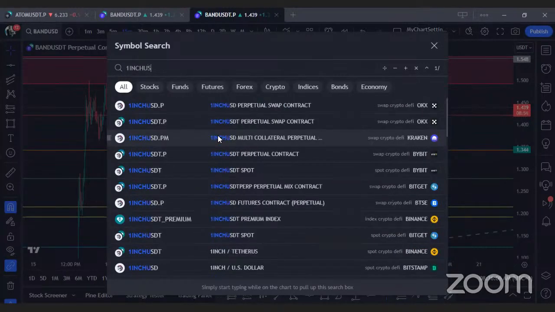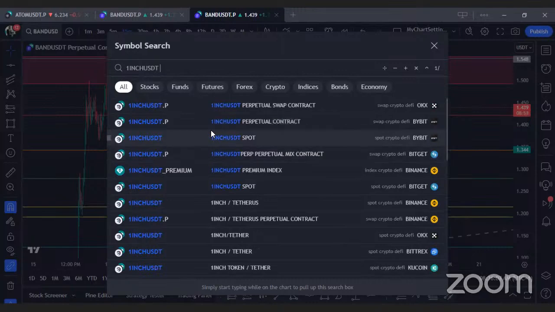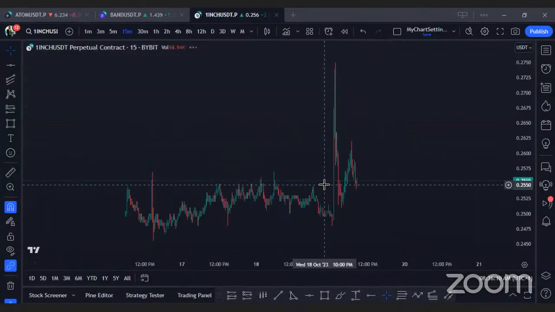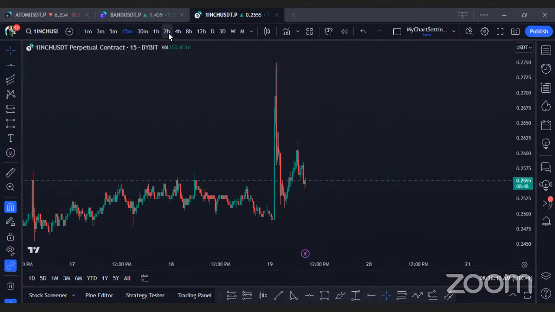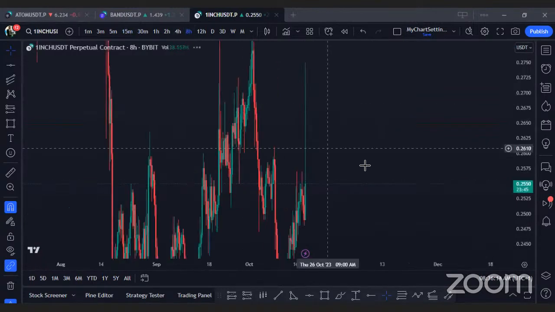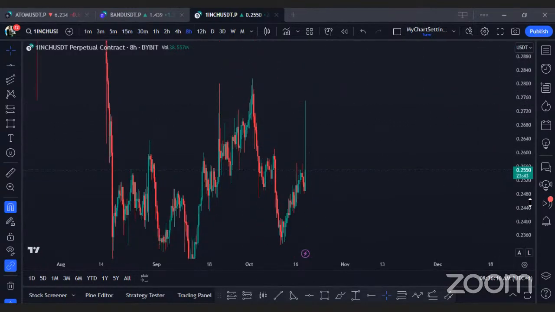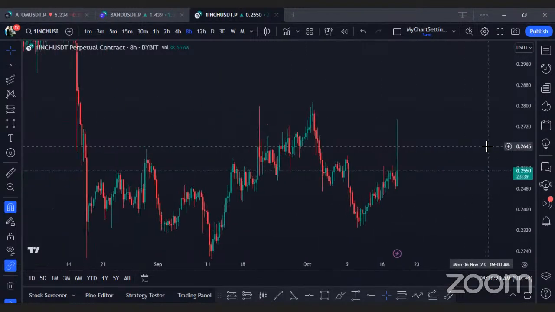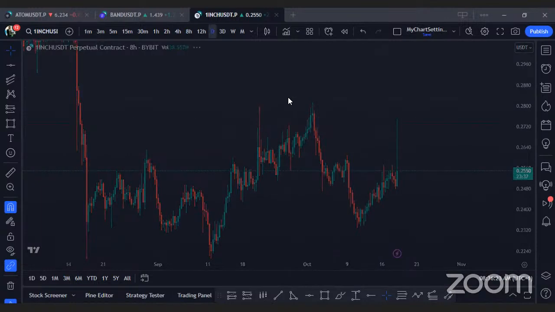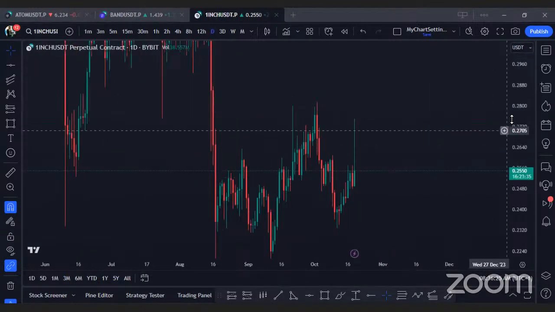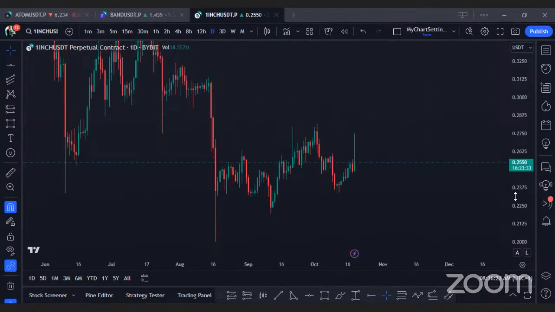1INCH USDT. So no need to rush into trades. Always let the market come to you. Don't go to the market. If the market comes to you, definitely, guys, can you imagine what happened? This move today? I didn't notice this. I did not notice this, guys. Can you imagine?